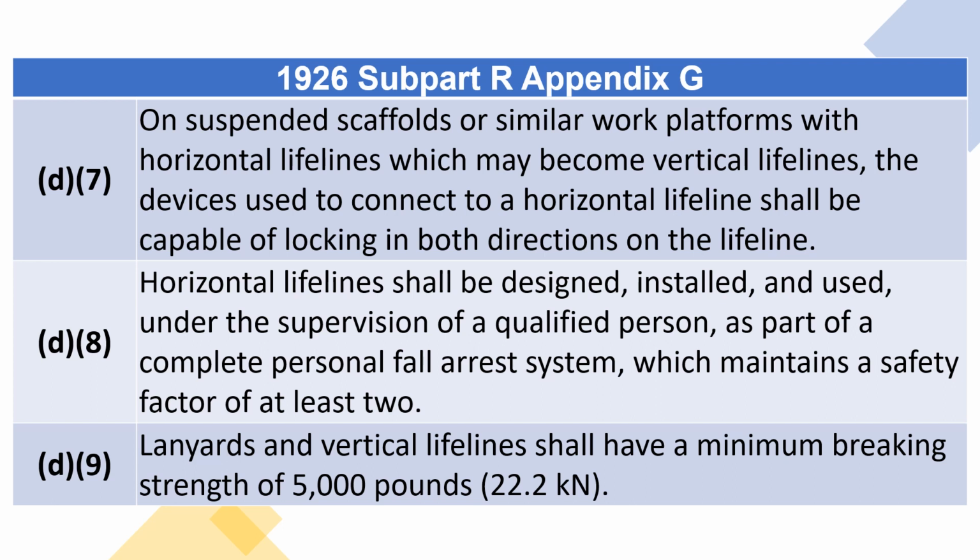D.7. On suspended scaffolds or similar work platforms with horizontal lifelines which may become vertical lifelines, the devices used to connect to a horizontal lifeline shall be capable of locking in both directions on the lifeline. D.8. Horizontal lifelines shall be designed, installed, and used under the supervision of a qualified person as part of a complete personal fall arrest system, which maintains a safety factor of at least 2. D.9. Lanyards and vertical lifelines shall have a minimum breaking strength of 5,000 pounds (22.2 kN).